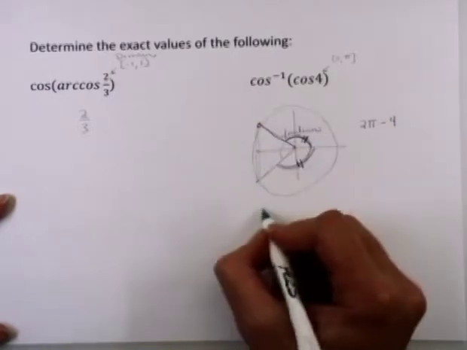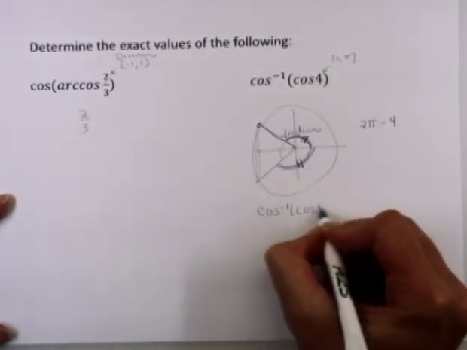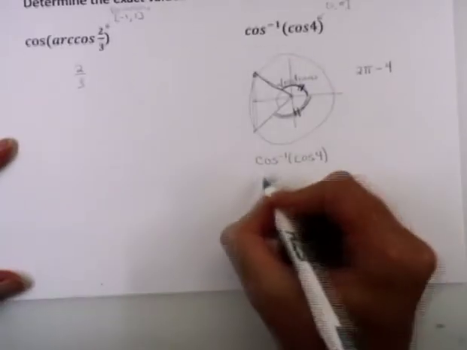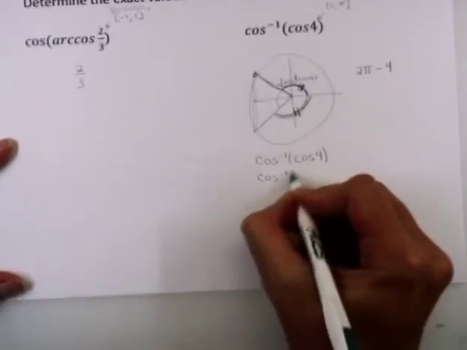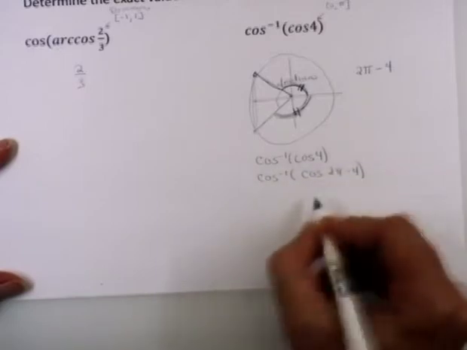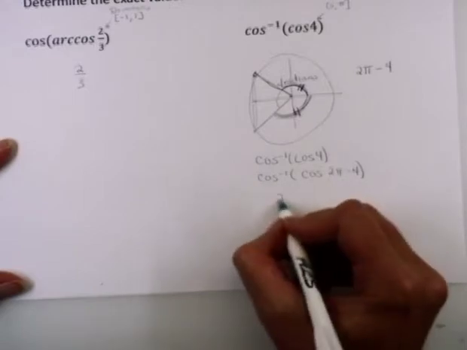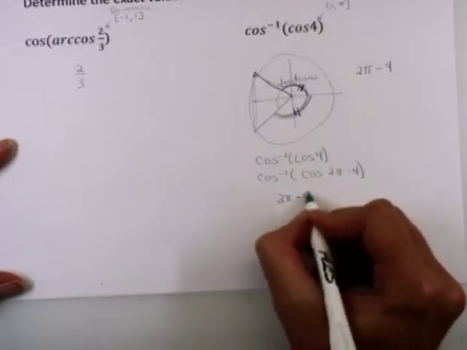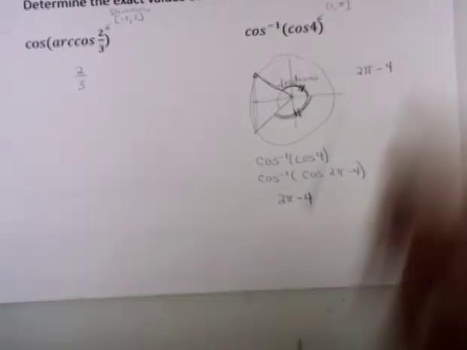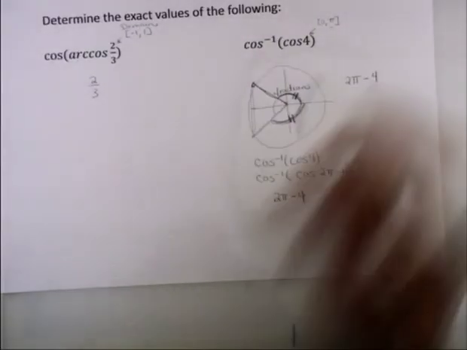So I'm going to rewrite my problem. I started with cosine inverse of cosine of 4. I'm going to replace this with the cosine inverse of the cosine of 2 pi minus 4. And this is within my restricted domain. So the answer is going to be 2 pi minus 4. So always think about what your possible domain is, and you have to adjust it if you need to.